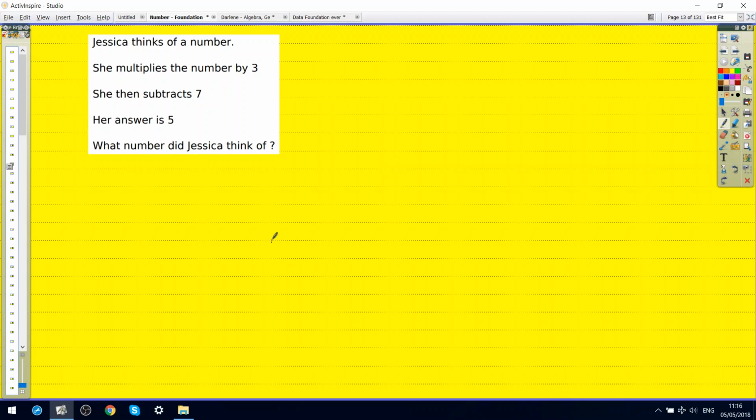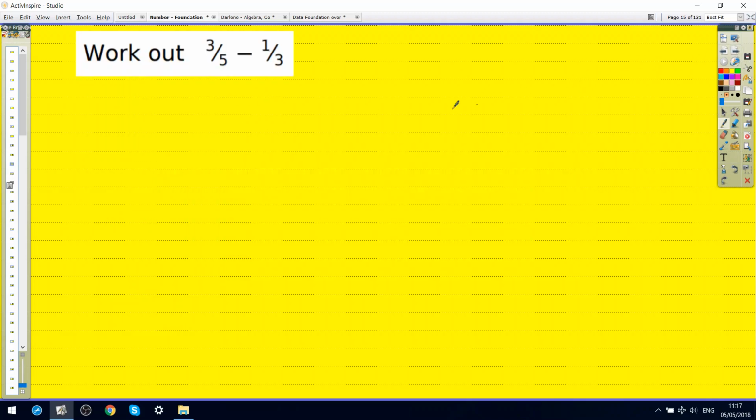Yep. So not only would you do the opposite, you would do them in the reverse order as well. That's it. So 4 times 3 is 12, subtract 7 is 5. That's it. So you have to do them not just the reverse thing, but in the reverse order. How do we do this?